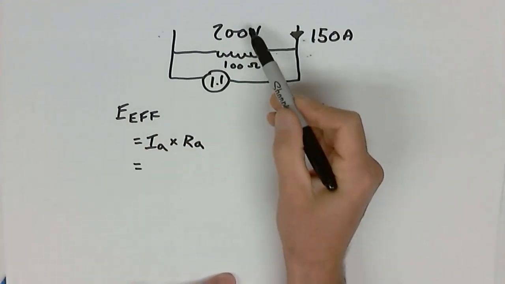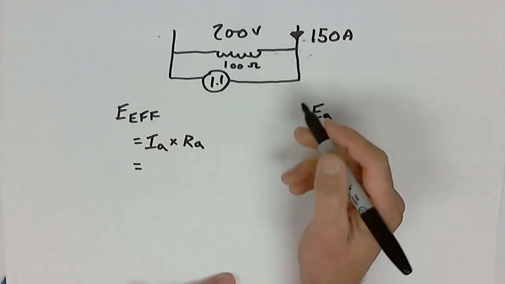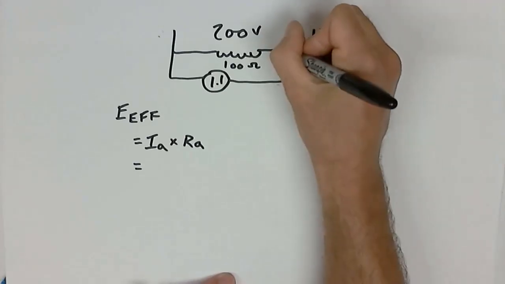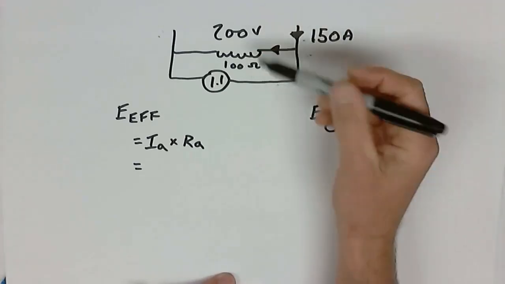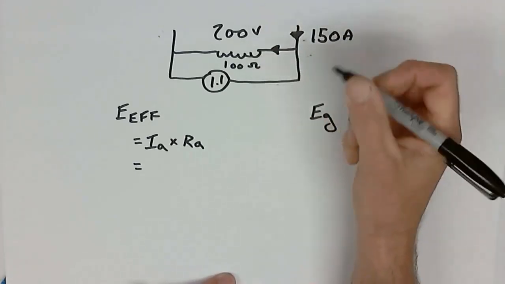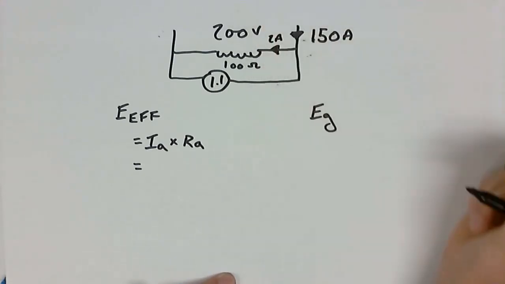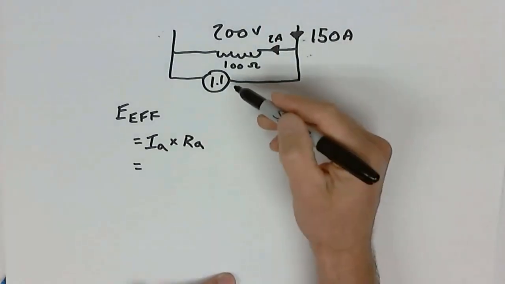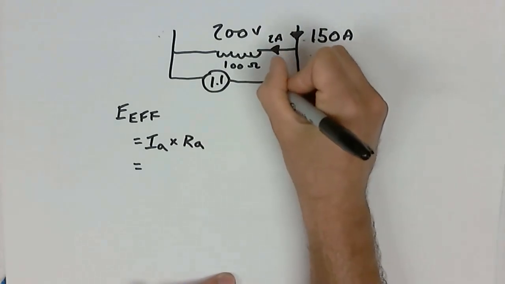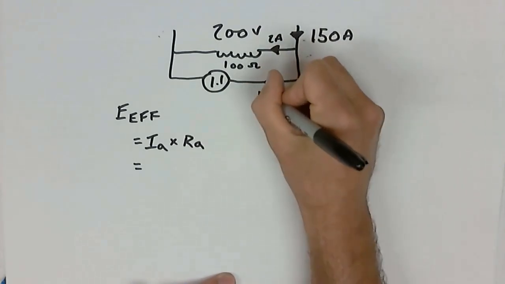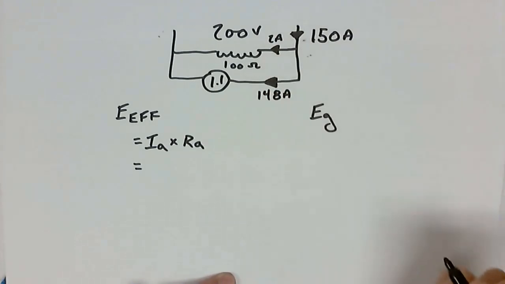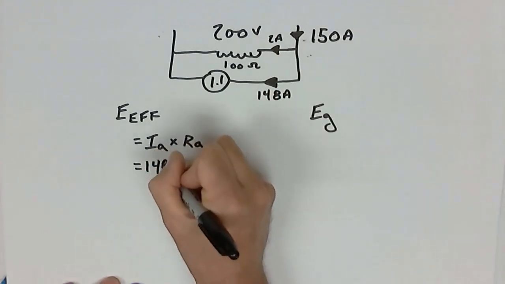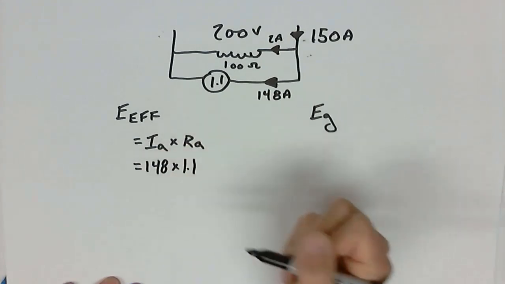IA, so 200 and 100. Has the current changed through this winding? And the answer would be no. 200 volts, 100 ohms equals 2 amps. If there's 2 amps, it means 150 minus 2, the remaining 148 amps must be flowing through the armature. 148 times 1.1.